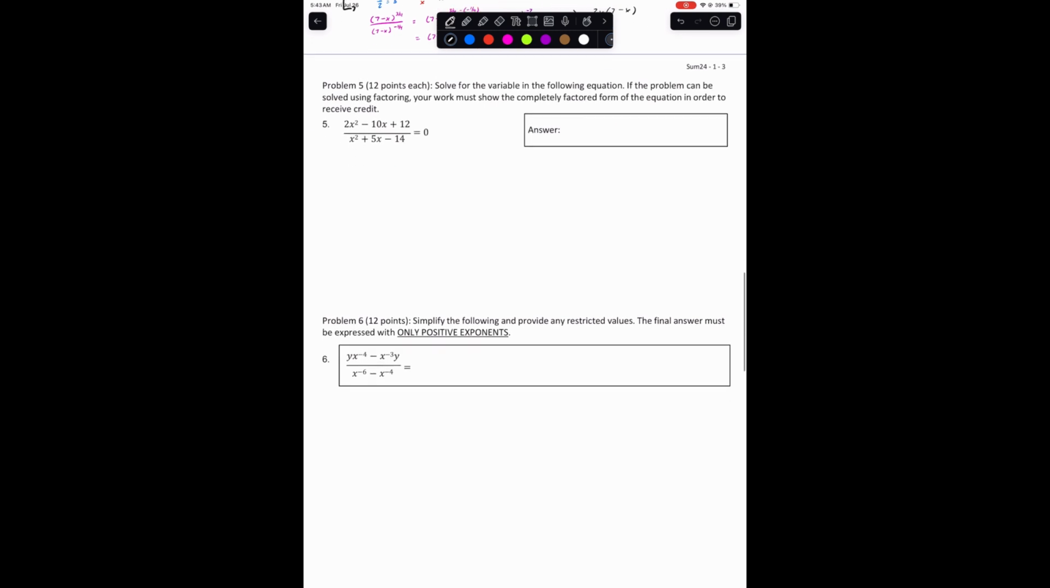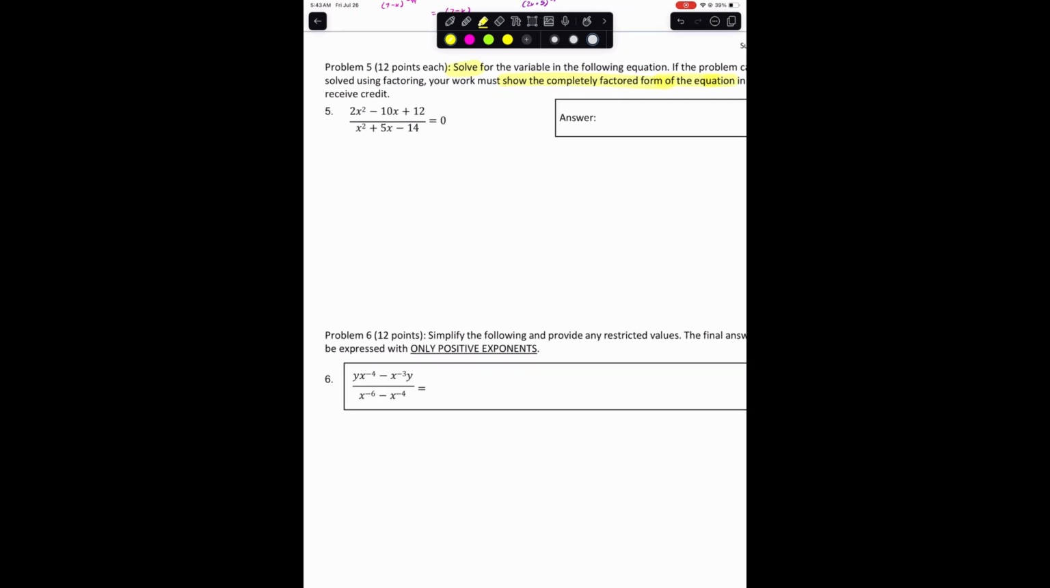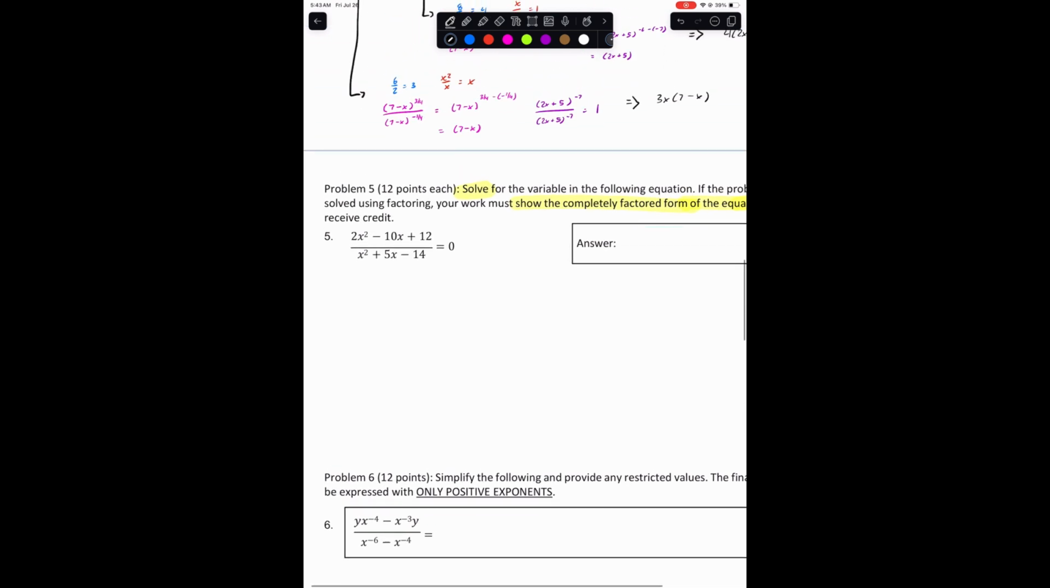So moving on to question 5. I'm solving, not factoring, for the following equation. And if I can factor, I need to show the completely factored form of the equation to receive credit. Basically, this means show your work. So the first thing when I'm solving is I either set to 0 and factor, or I isolate the variable.